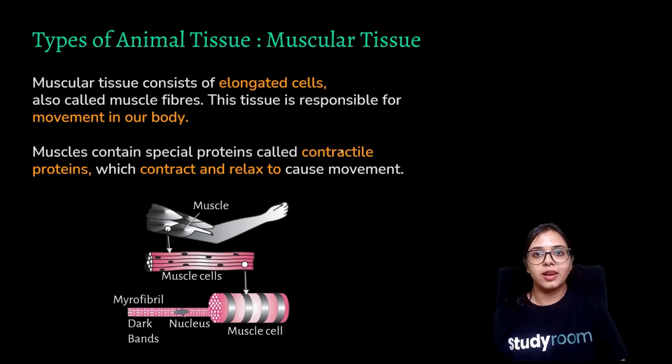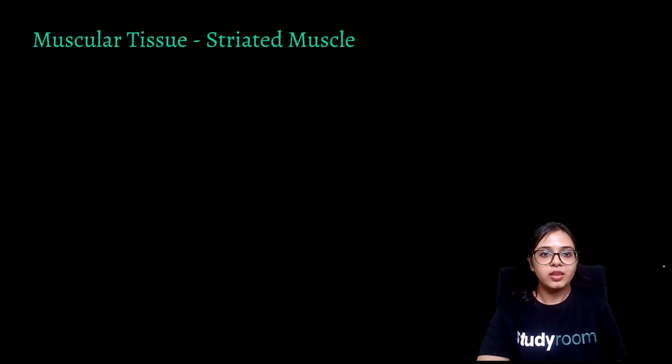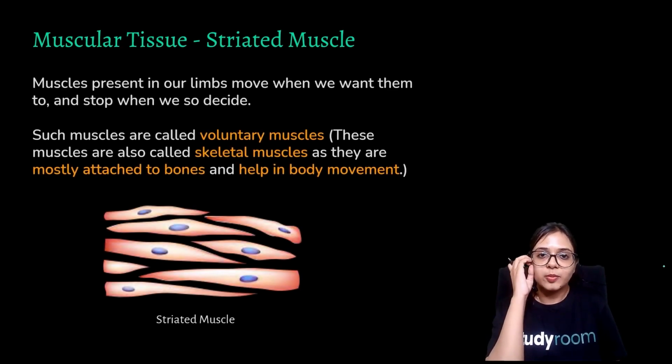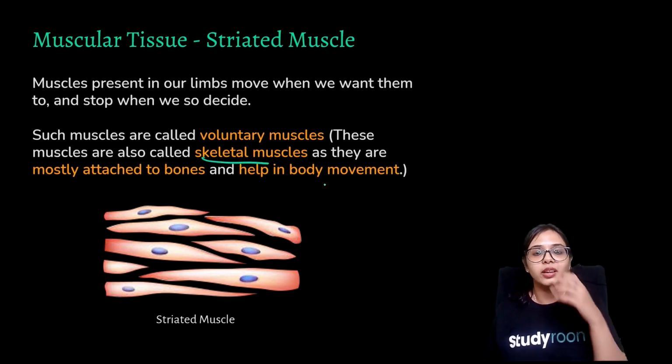And this contraction and relaxation of muscles happens via a specific protein which we call the contractile proteins. Owing to this contractile movement, we are able to move around here and there, because these muscles basically surround the bones, and owing to that muscle to bone connection, we are able to move from one place to another. Striated muscles present in our limbs move when we want them to and stop when we decide. These muscles are known as voluntary muscles, and they are also known as skeletal muscles, since they help in the body movement and they are mostly attached to the bones.